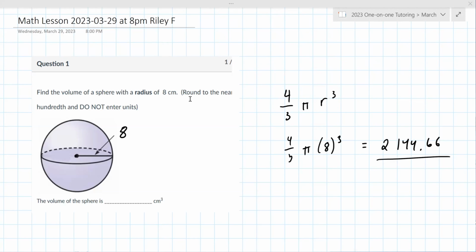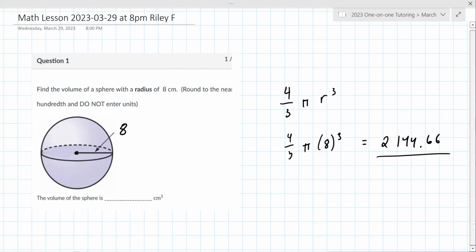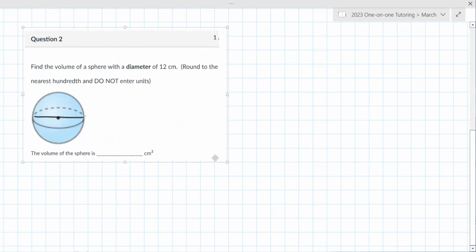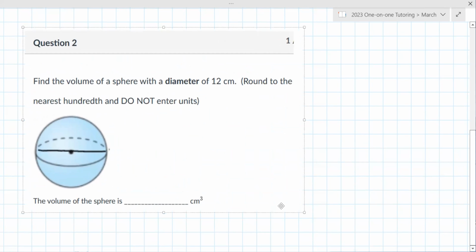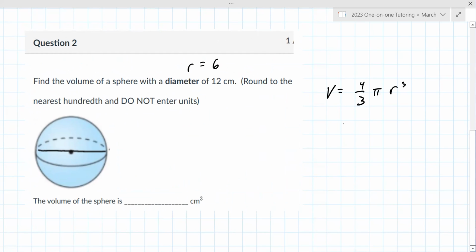All right. So nice thing is these are all problems we've seen before. So there's nothing new here, at least not yet. Question 2, find the volume of the sphere with a diameter of 12. You never use the diameter in general, so we need the radius. The radius is 6, and the volume again is 4/3 pi r cubed. 4/3 pi times 6 cubed there.